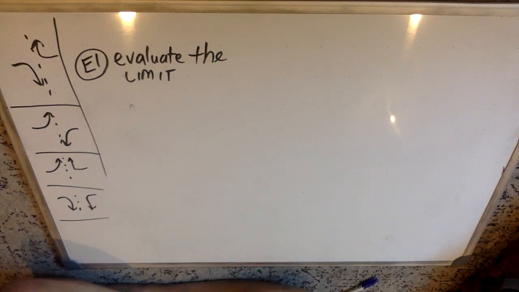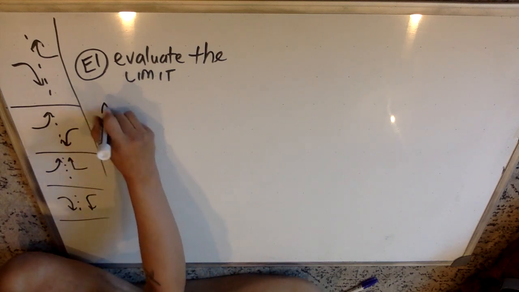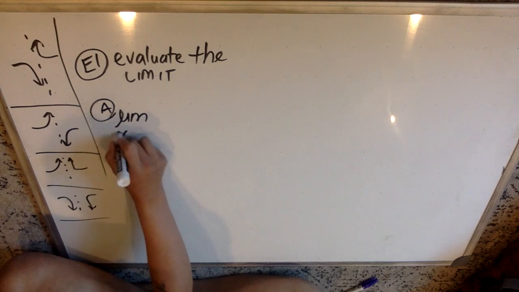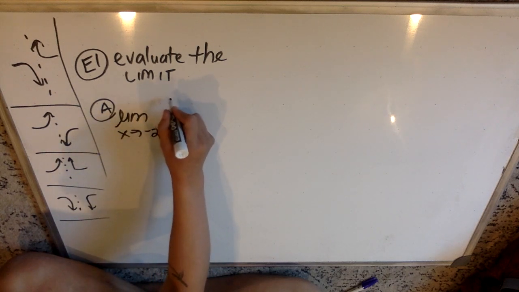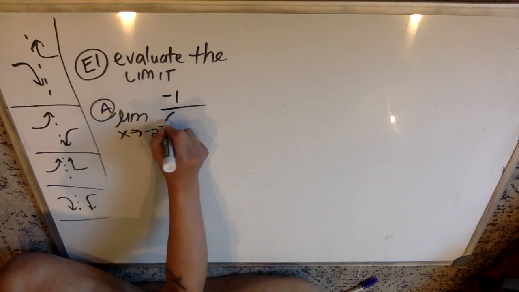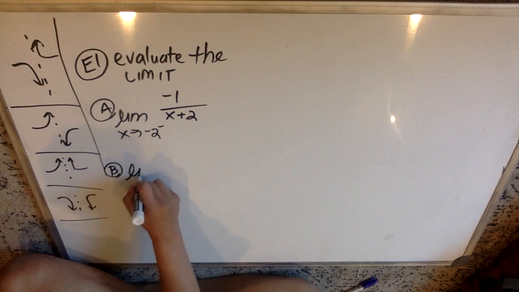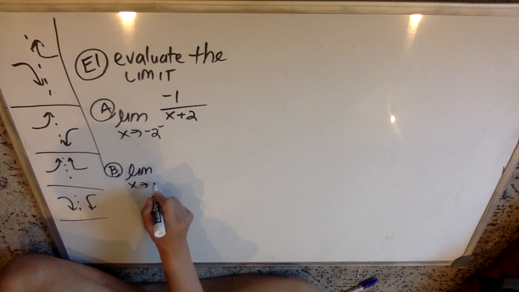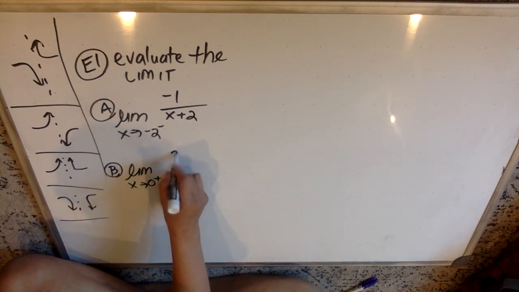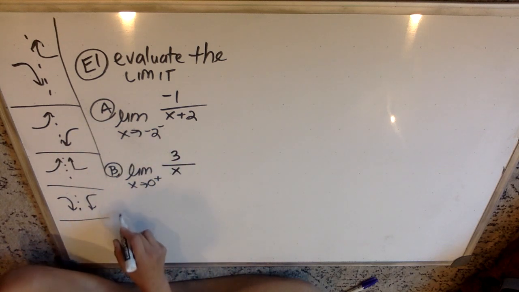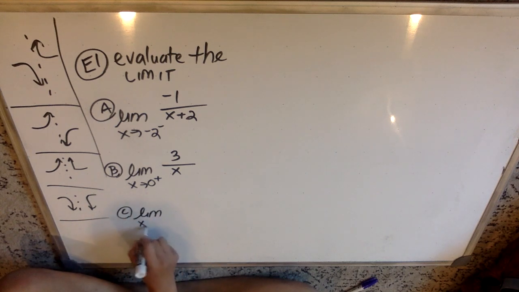Notice that if you're asked to find the double-sided limit, you have to consider both sides. All right, so for A, let's do the limit as x approaches -2 from the left of -1 over x plus 2. For B, I'm going to do the limit as x approaches 0 from the right of 3 over x.